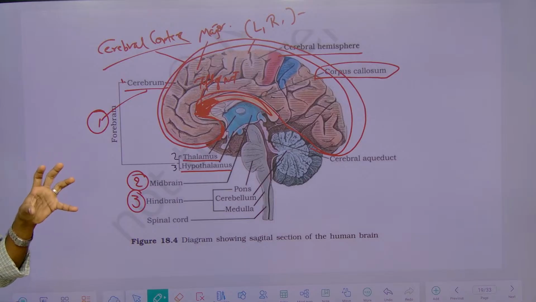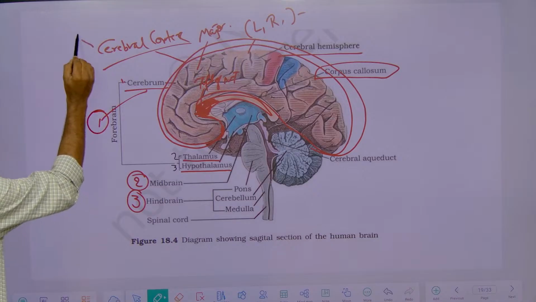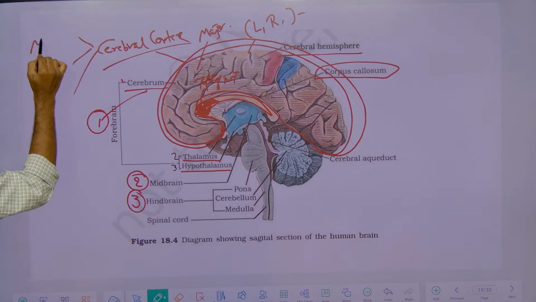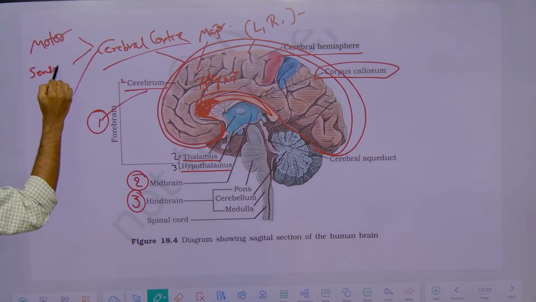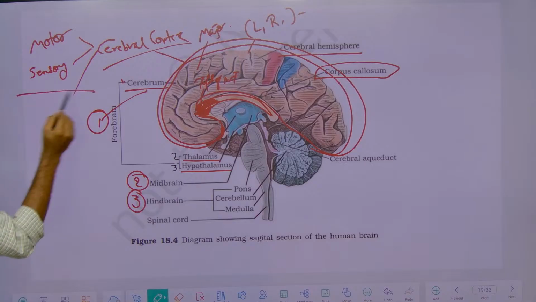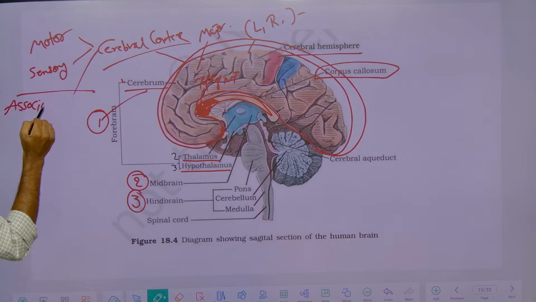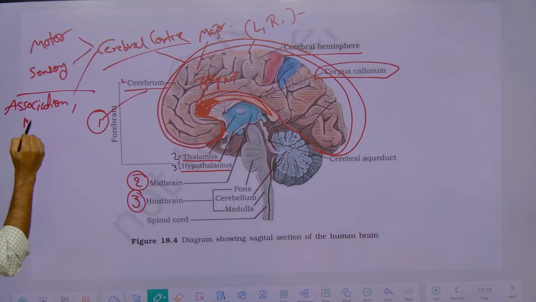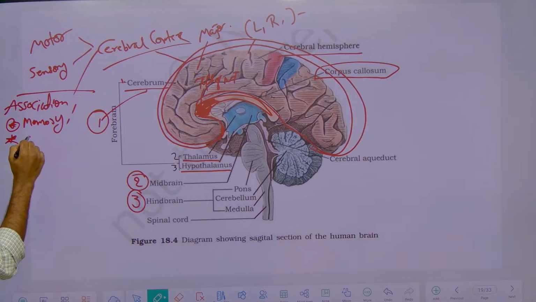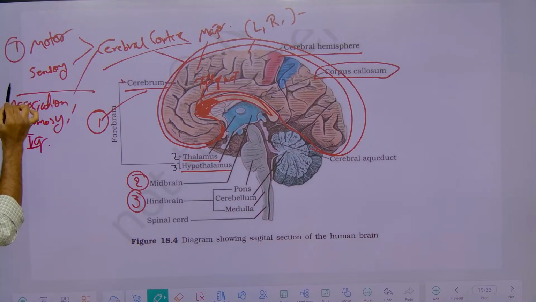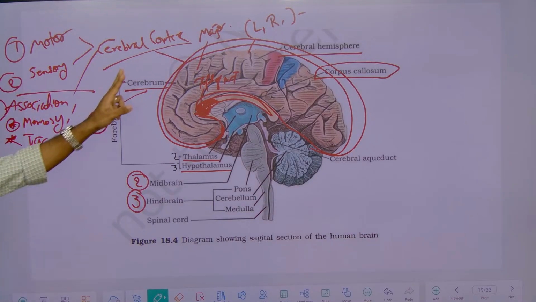In this, there are some kinds of cells. They do three different kinds of functions. One is motor functions. Another is sensory functions. Another is association, which includes memory, information, and IQ. Different kinds of functions take place. So there are three kinds of functions done by this cerebral cortex.